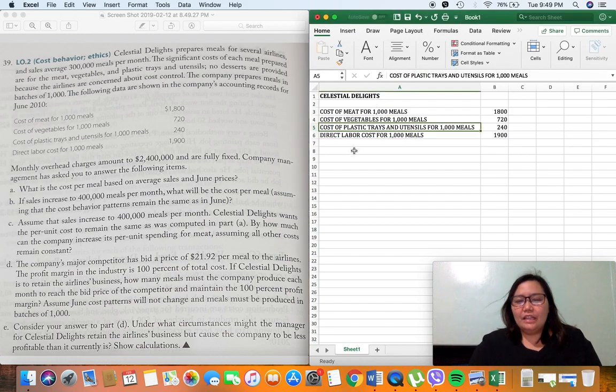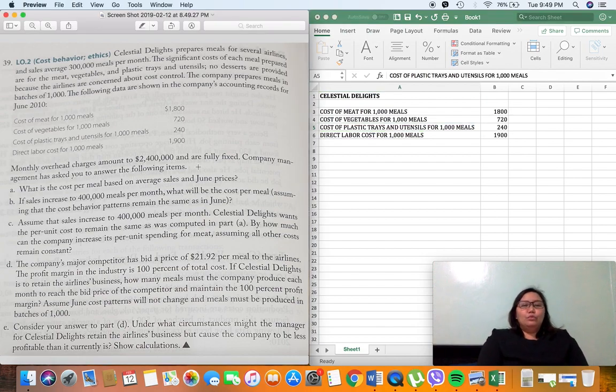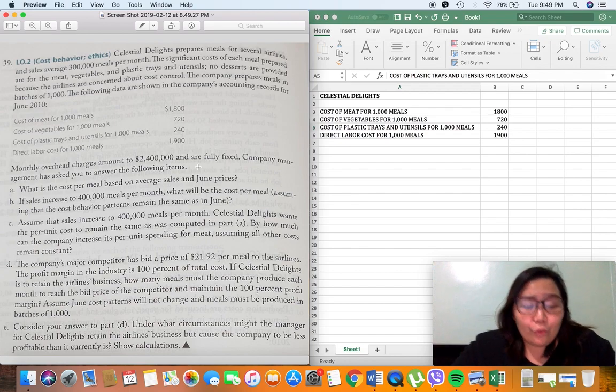So, in my Excel file here, I have copied the cost per batch kasi nga the company manufactures the food in batches of 1,000. So, it is also mentioned in the problem that monthly overhead charges amount to 2,400,000 and are fully fixed. Company management has asked you to answer the following items. So the first requirement is to compute for the cost per meal based on average sales and June prices.